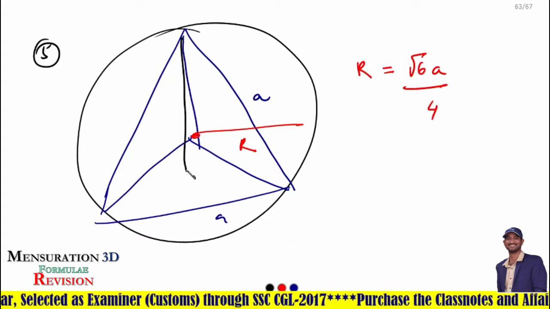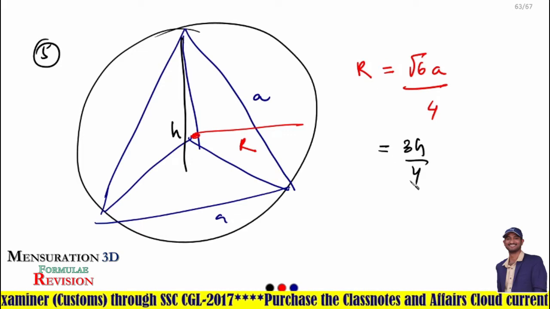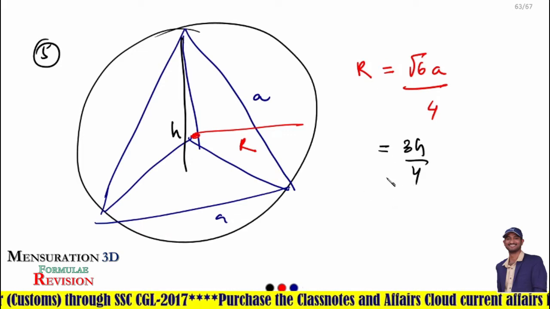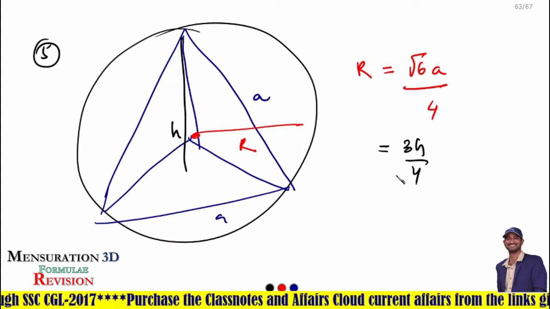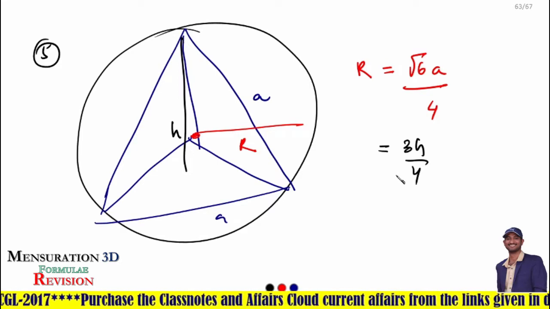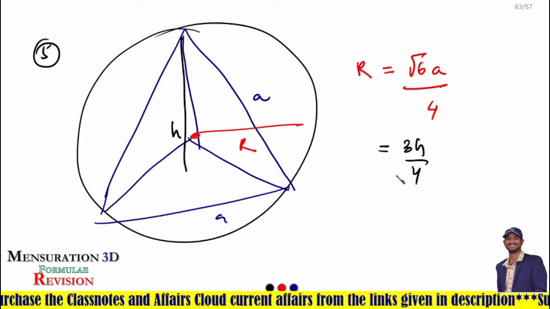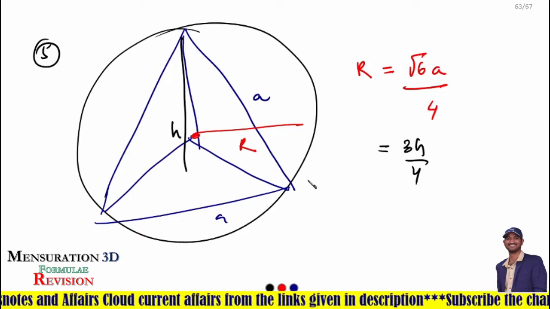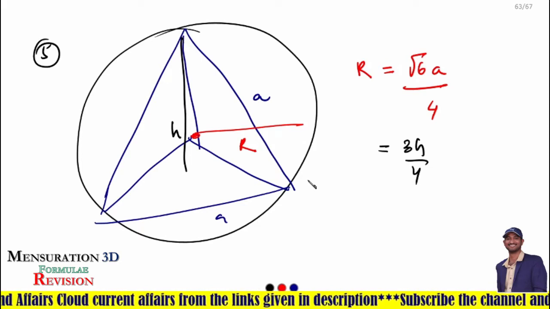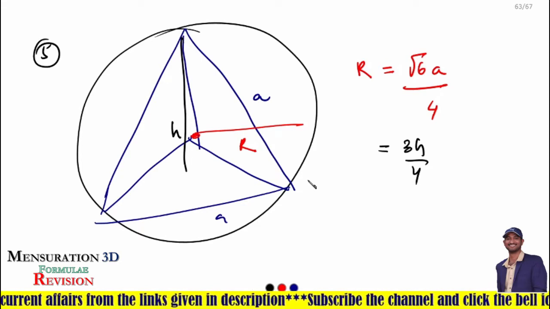If the height of the tetrahedron is given, then the radius of the sphere is 3h by 4. When the sphere is inside the tetrahedron, the radius of the sphere is h by 4. When the tetrahedron is inside the sphere, the radius of the sphere is 3h by 4. These are the 5 important things you have to learn in case of spheres inscribing figures. Okay. And the next one is hemispheres.